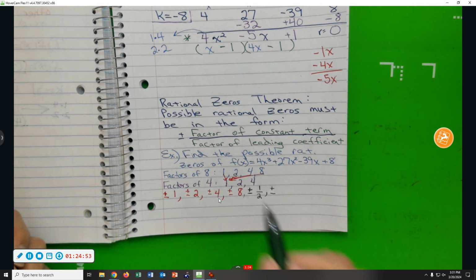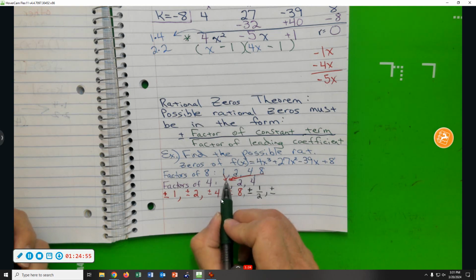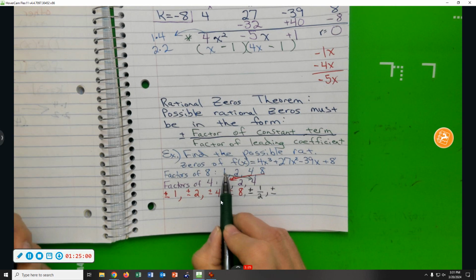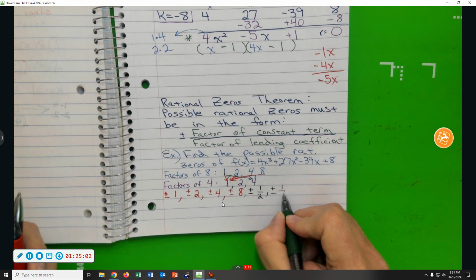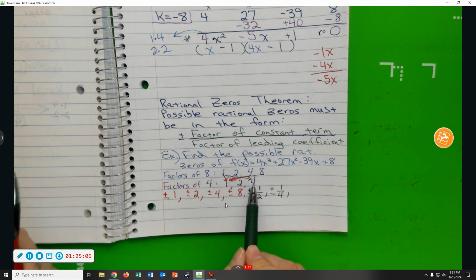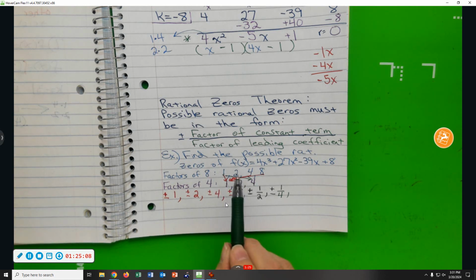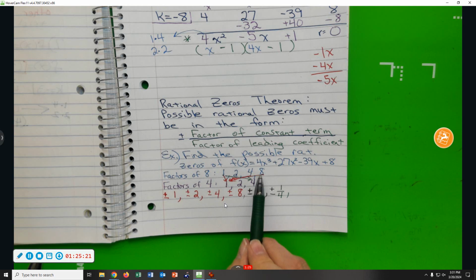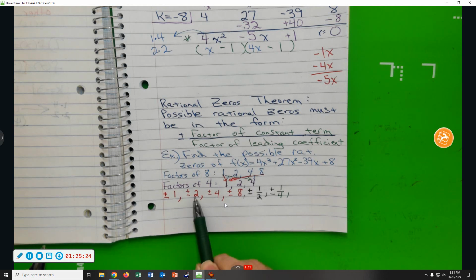Now, what am I going to do? I take each one of these numbers and put it over 4. Okay. 1 over 4, I'll pick up right here with that plus minus. So we have 1 over 4. Then 2 over 4 is 1/2. I've listed it already. 4 over 4, 1. 8 over 4, 2.